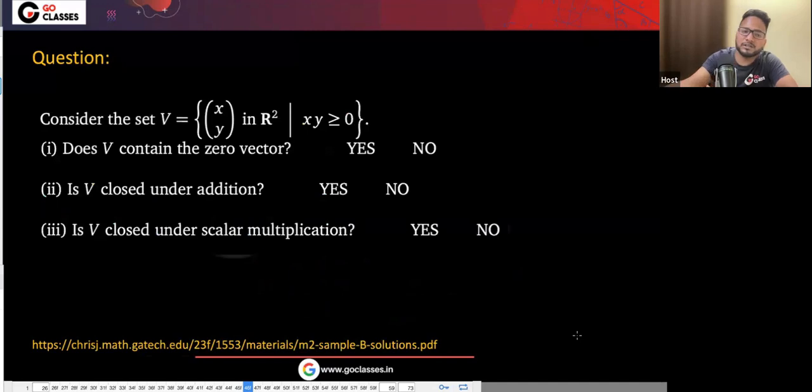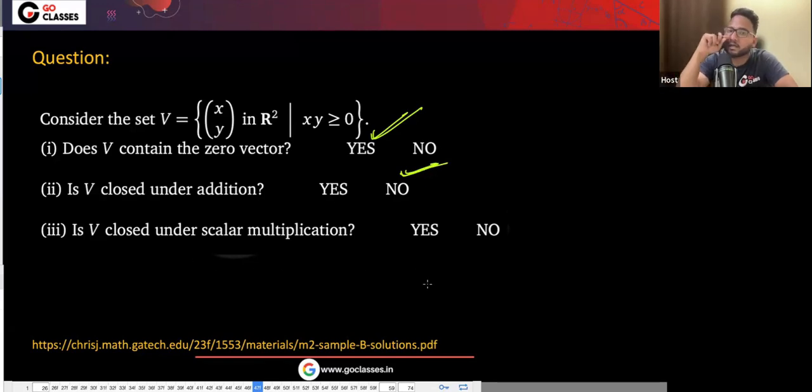Great. Now let's solve this question. What they are trying to say is, consider the set in R2 where x times y is greater than or equal to 0. The same set they're having. Let's answer this. Does V contain the zero vector? What do you think? This is yes, right? Is V closed under addition? You add two vectors, is this guaranteed to be in V? We have seen that. No, right? Is V closed under scalar multiplication? You multiply by any scalar.